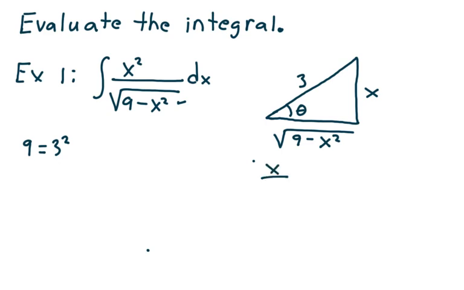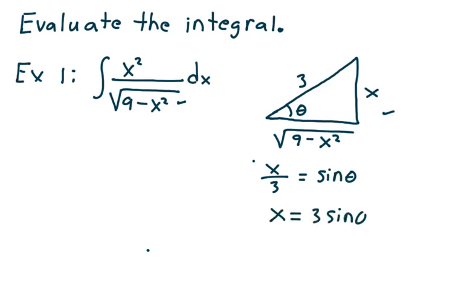Remember that x over 3 is equal to sine of theta. I'm going right off the triangle. And so x is 3 sine theta. Great, I know what x is. And so we need to transform that dx. This is 3 cosine theta d theta.